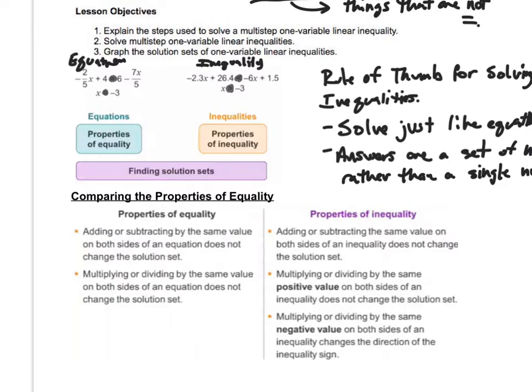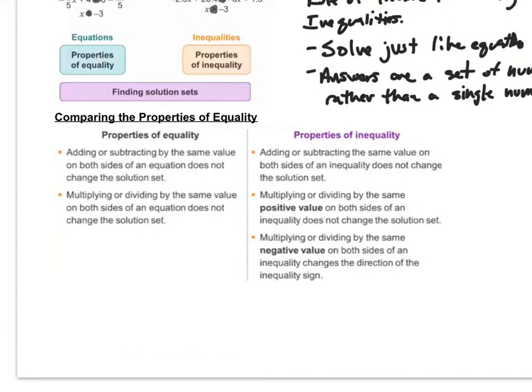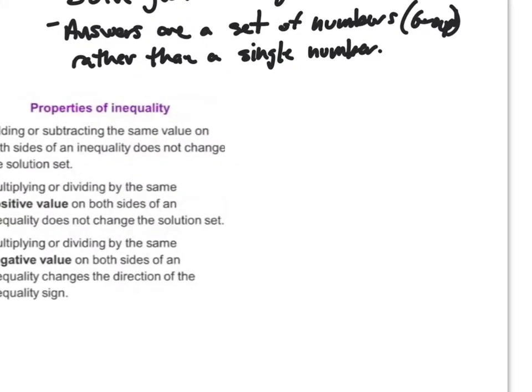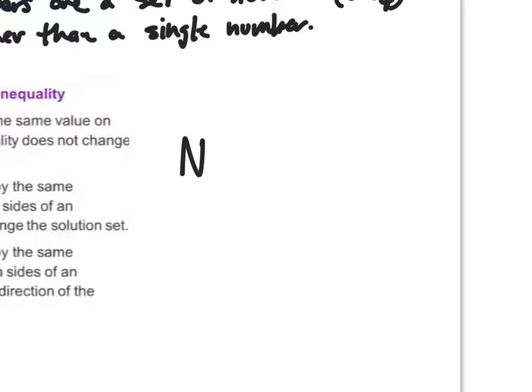So when comparing properties of equality, you add or subtract the same value on both sides of an equation, or multiply and divide. When you do that to both sides, that's all good. You do the same thing with inequalities, except when you multiply or divide by a positive value, the inequality sign doesn't change. And if you multiply or divide by a negative value, then you have to change the direction of the inequality. So before we talk about that, I want to talk about a little bit of notation, okay?